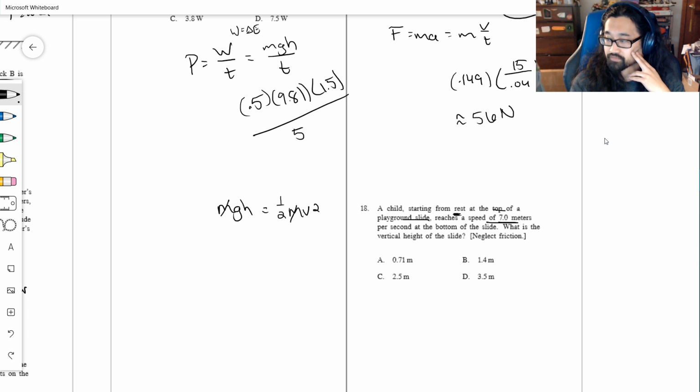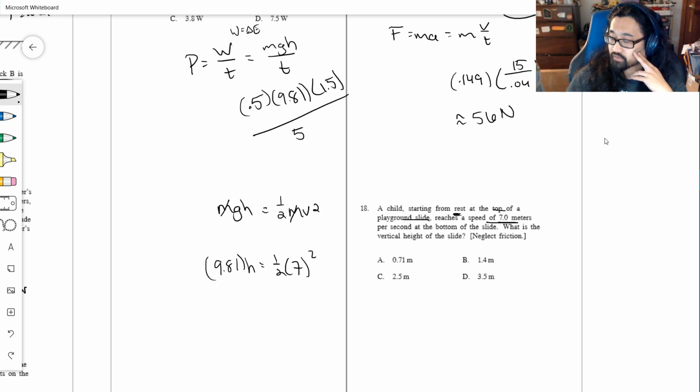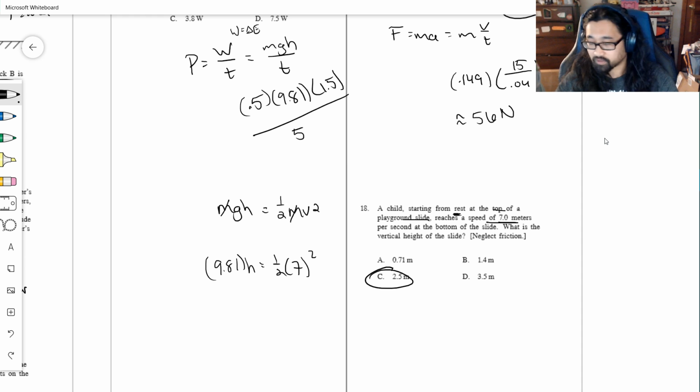Masses cancel. I'm looking for height. So 9.81 times the height equals 1/2 times 7 squared. Half of 50 is about 25. 25 divided by 10 is about 2.5. That's choice C. Be careful about losing halves. Be careful about losing squareds. At some point, I'm sure that I've messed this up a dozen times. So I try not to mess it up when I do the videos, but sometimes it just happens.